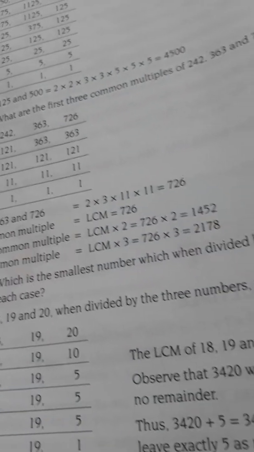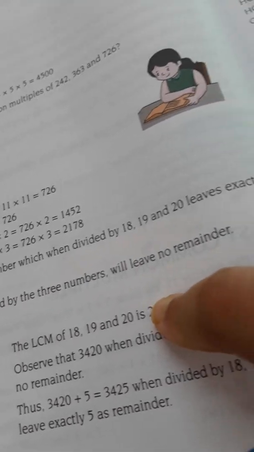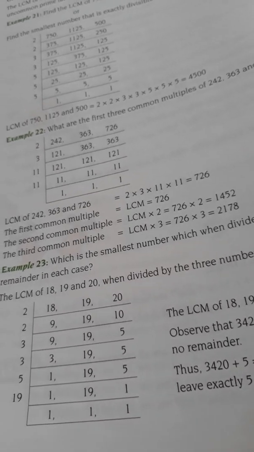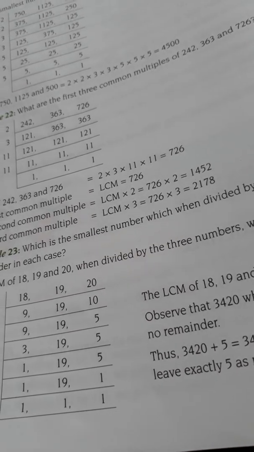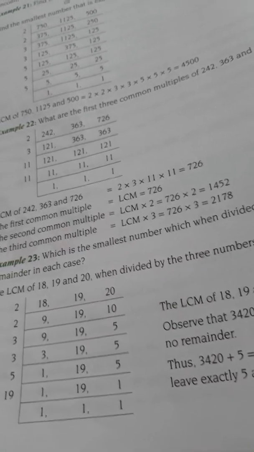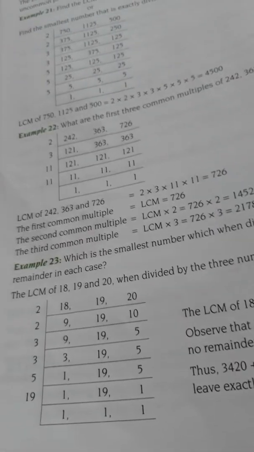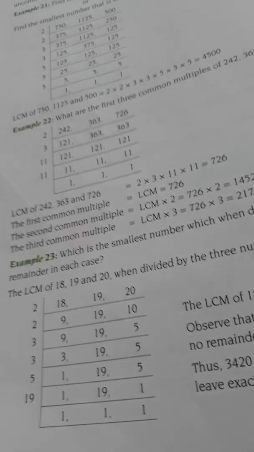Which is the smallest number which when divided by 18, 19 and 20 leaves exactly 5 as remainder in each case? This type of question we already solved in our previous exercise, but there we were finding the greatest number. Which is the greatest number that when divided by these numbers gives remainders 5, 2, 3 and 5 respectively.